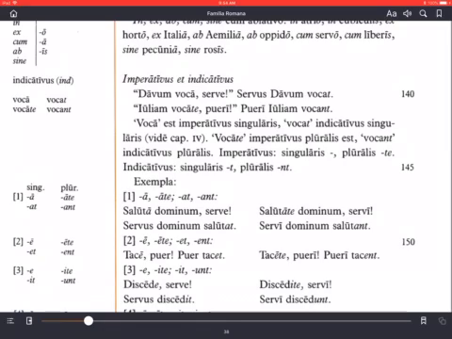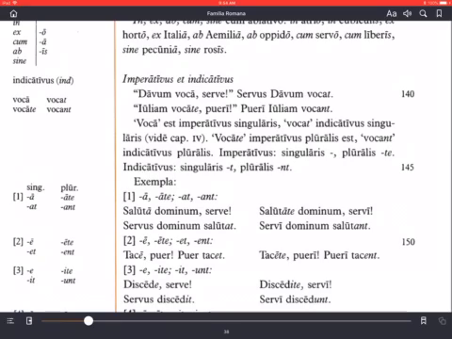Now they give us a plural version. Iuliam vocate pueri. Pueri Iuliam vocant. So vocate is the plural imperative or plural command. Call Julia, boys. All right? And then pueri Iuliam vocant. Vocant is the plural indicative, so the plural statement verb. The boys call Julia.